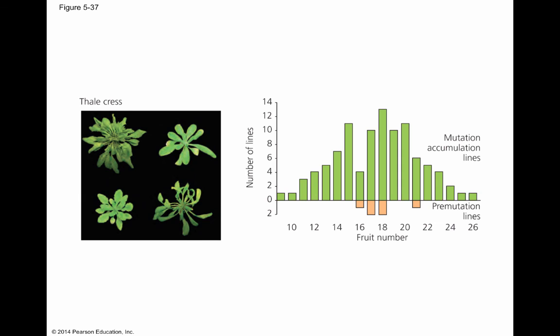Another way you can do this is induce mutations, and there's lots of work in fruit flies, in zebrafish, in Xenopus, a kind of frog, in Arabidopsis, in mice, where researchers have mutagenized them to generate variation.